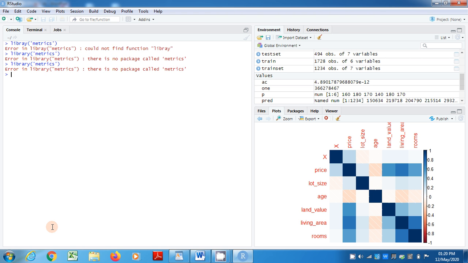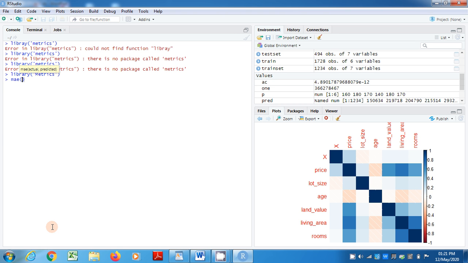There is no package called metrics. Yes, capital M, Matrix was loaded. So now I will calculate directly MAP, or otherwise we will see MAE.